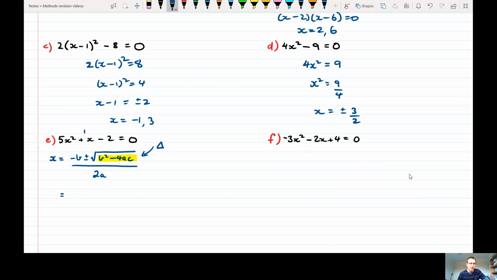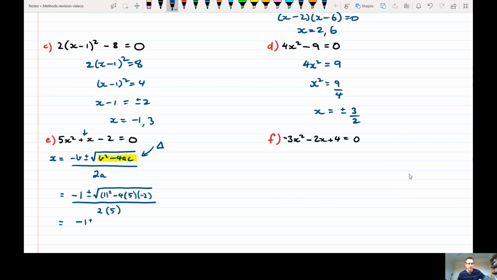So b is the coefficient of x, which is 1. So negative of 1 plus or minus square root, well, b squared is 1 squared minus 4 times a, which is 5, times c, which is negative 2. By the way, I should have checked to make sure the discriminant was indeed non-zero before I started, but I guess because I wrote the examples out, I knew that would be the case. And we divide by 2 lots of a.